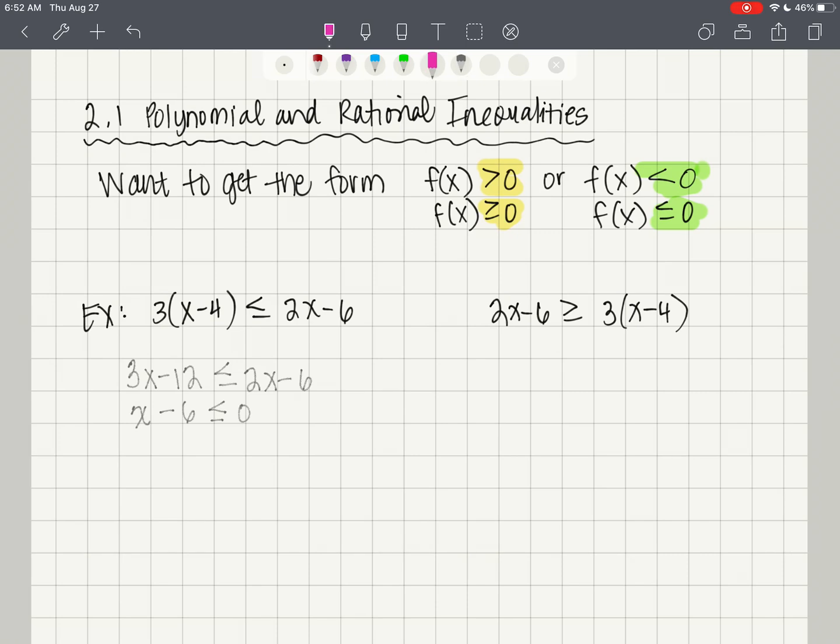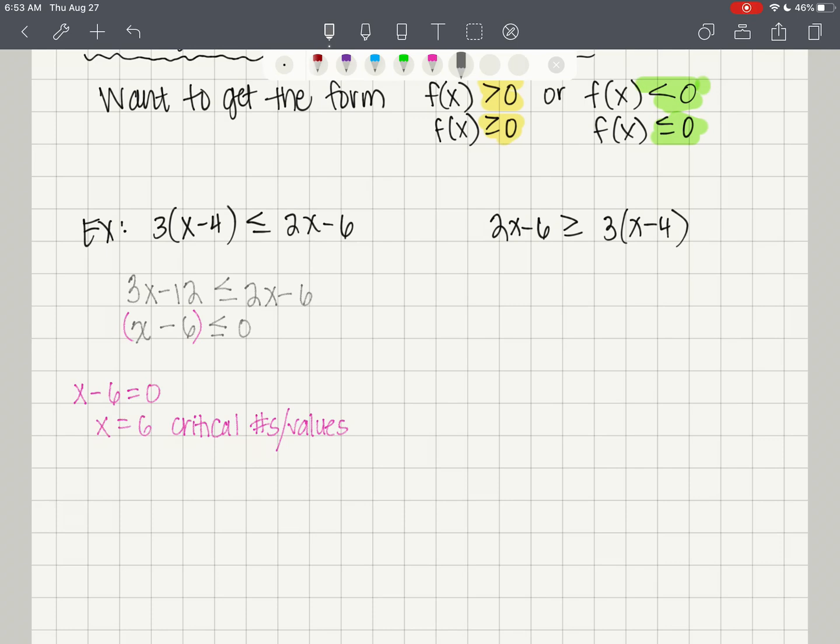So once you have this situation where you have everything on one side of the inequality, you're going to make sure that you have factors. So what I've done is I've created a factor by putting parentheses around x minus 6. You're going to use the zero product property, and you're going to set each factor equal to 0 so that you can find critical values. I also call them critical numbers. So critical values, critical numbers means the same thing. So x equals 6 is a critical number for this problem.